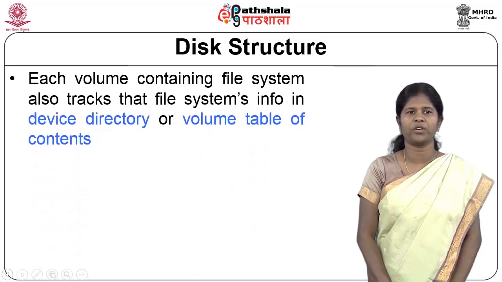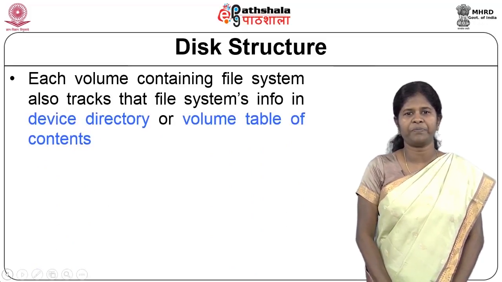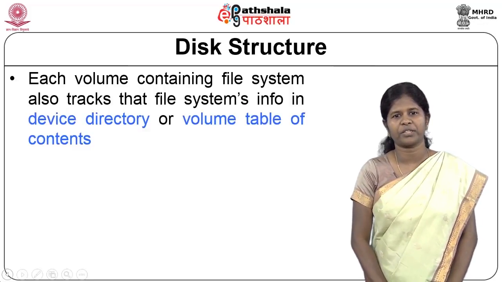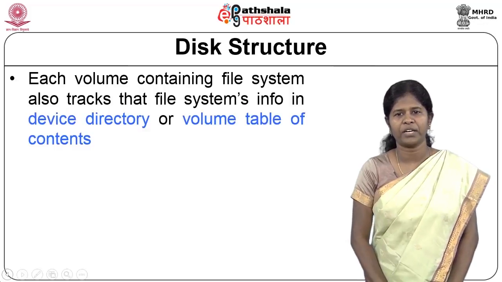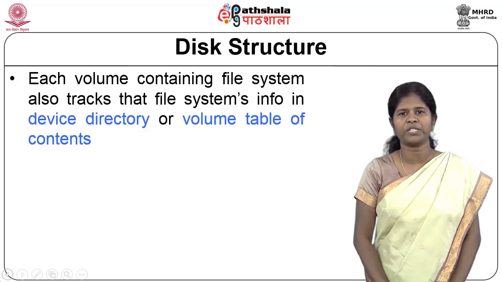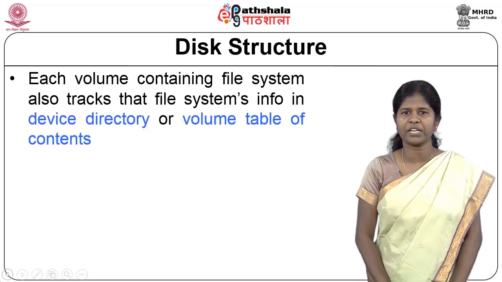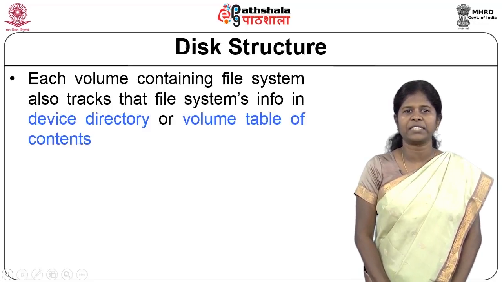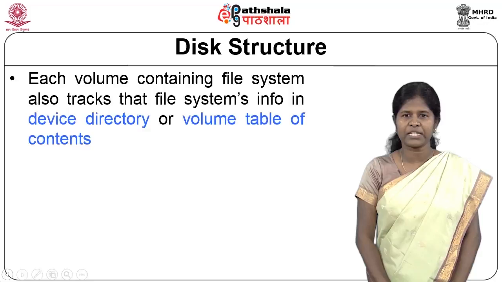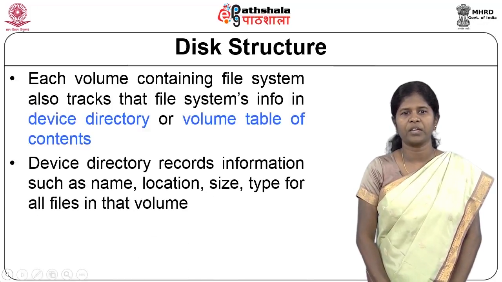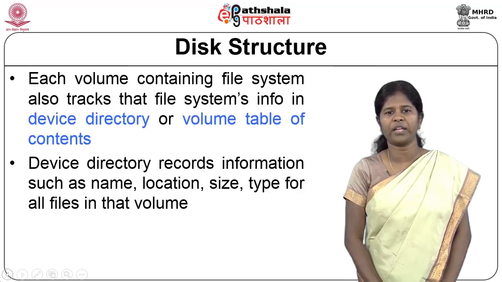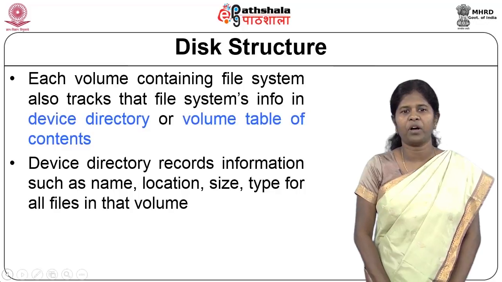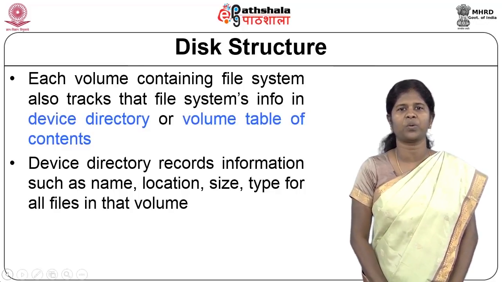Each volume will have a file system, and hence it is also necessary to track the file system's information. So, each volume will have a device directory or a volume table of contents. This device directory or volume table of contents will give details about the different files placed in the file system present in that particular volume. It will record information like the name, location, size, and type of all the files kept in that volume.